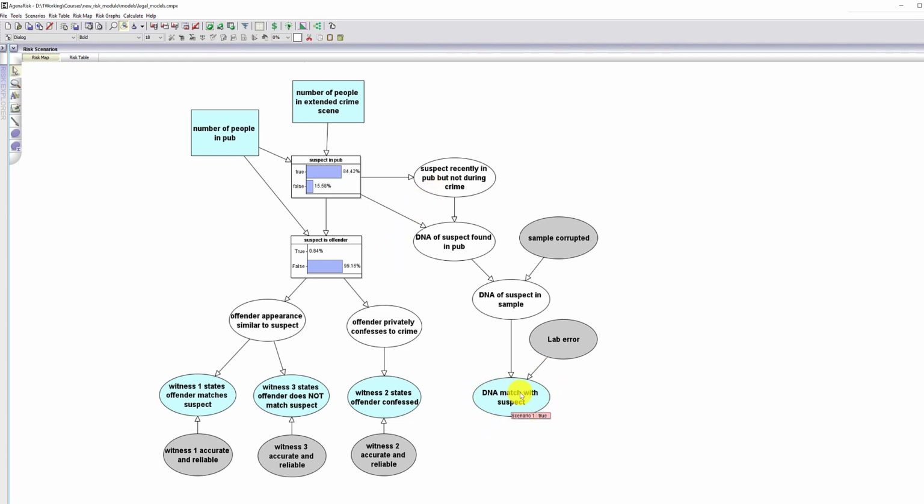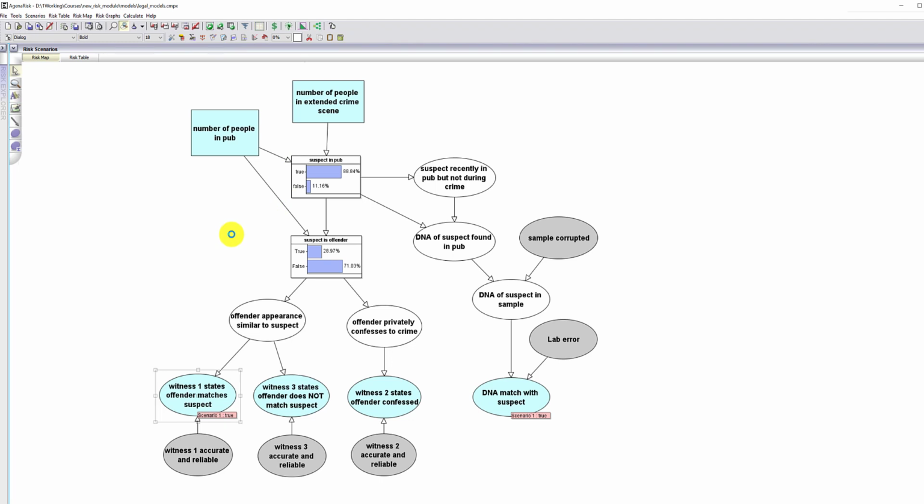So having entered the DNA match evidence, that significantly revises our belief that the suspect was in the pub, but it doesn't have a massive impact on the hypothesis that the suspect is the offender. However, an eyewitness states that the offender looks like the person who committed the crime. So we'll enter that evidence and run the model again.